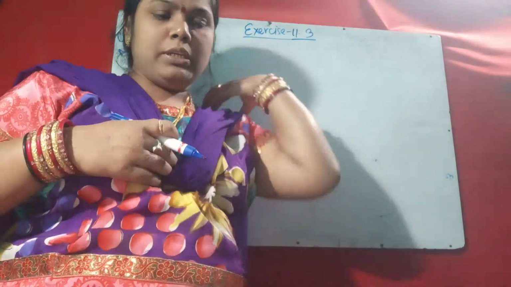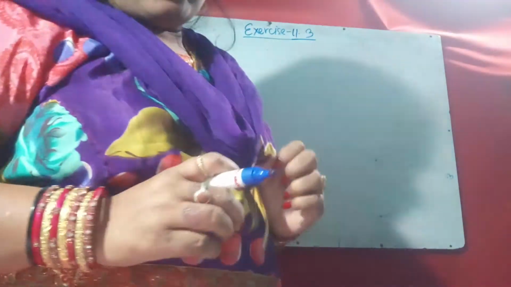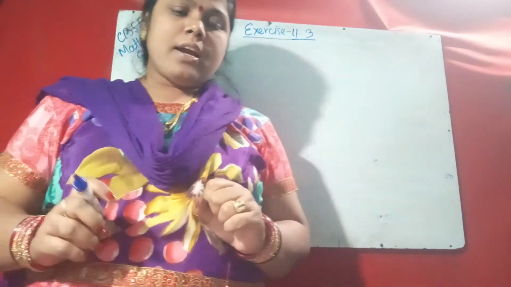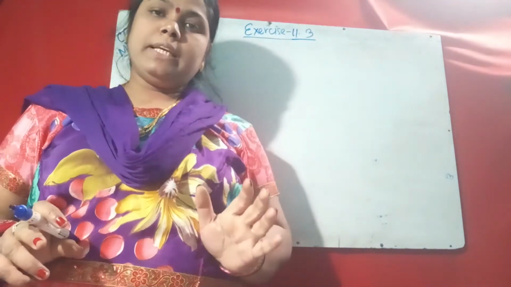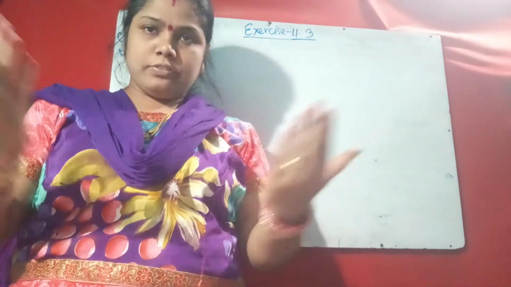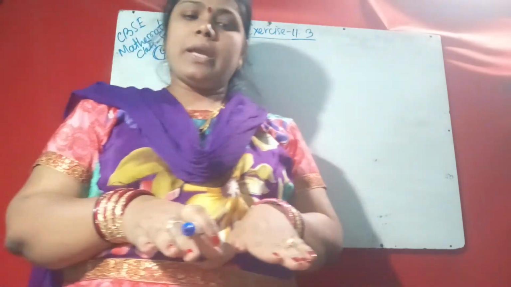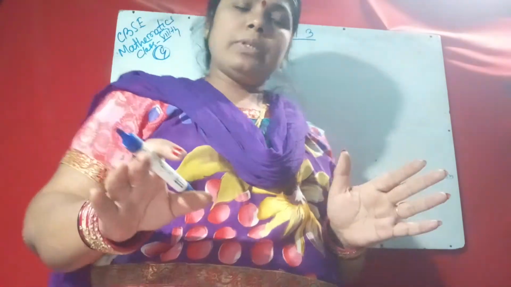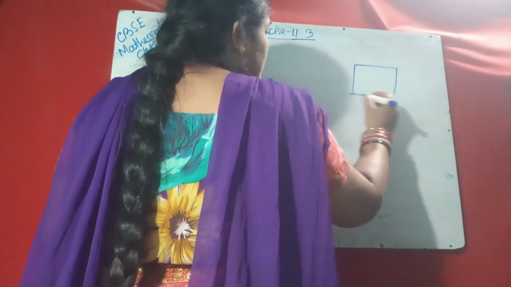Now number 4. Rukhsar painted the outside of a cabinet that measures 1 meter, 2 meter, 1.5 meter. How much surface area did she cover if she painted all except the bottom of the cabinet? So all the surface area except the bottom. Okay, suppose this is a box.